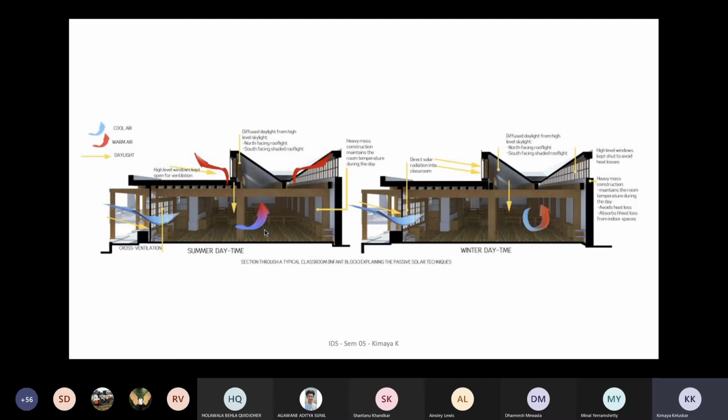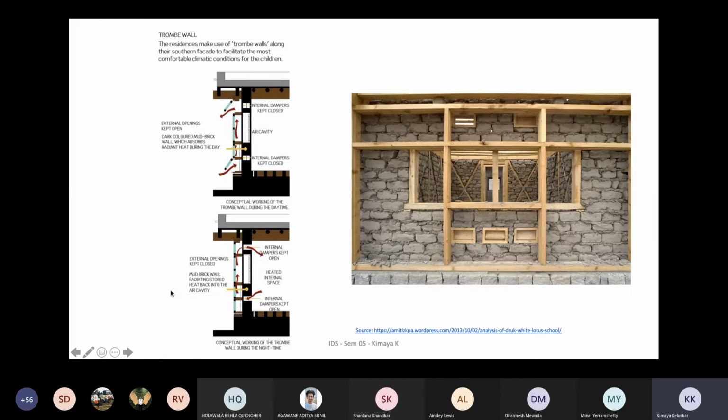After you enter the room, there are other kinds of heating mechanisms which will help give you a very comfortable indoor environment. But in summertime, it's much more open. There is a cross ventilation that you create using a stack effect. Now, this is the design of the Trombe wall.